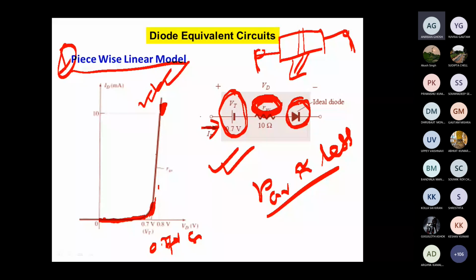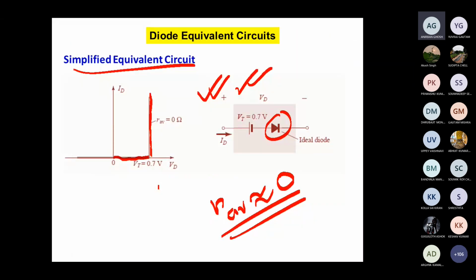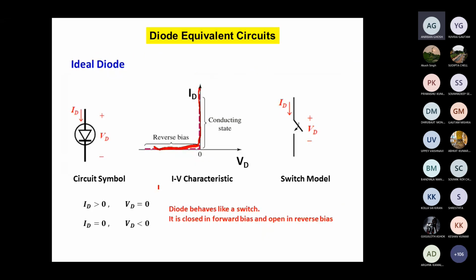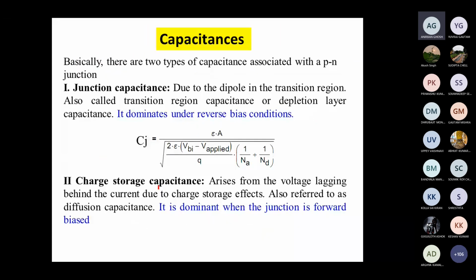So these are the diode equivalent circuits, as in your syllabus. Then capacitance, which is qualitatively in your syllabus: junction capacitance, and another is charge storage capacitance. Two types of capacitance are associated with the PN junction. One is the resistance we have discussed. There is also the capacitance associated with the PN junction.